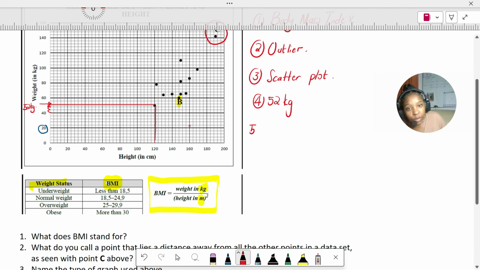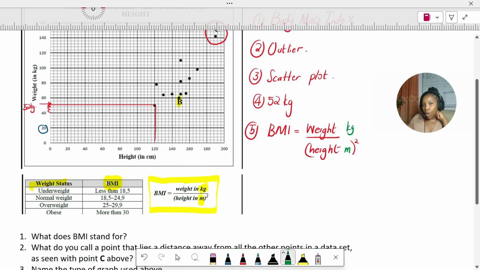Okay, so number 5, we know that BMI is equal to the weight of the person in kgs divided by the height of the person in meters all squared. So let's do that. Now we need to look at person B. What is that person's height? What is that person's weight? We need to get all those values from this graph. Easy. We're first going to get that person's height, and then we're going to get that person's weight from the graph. I hope this graph is big enough.